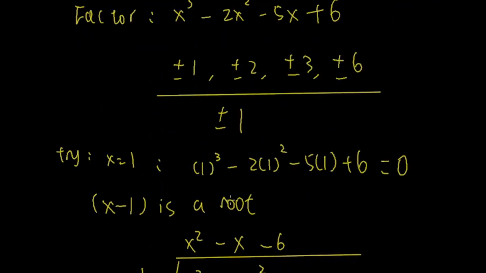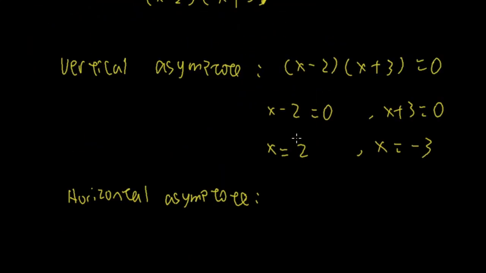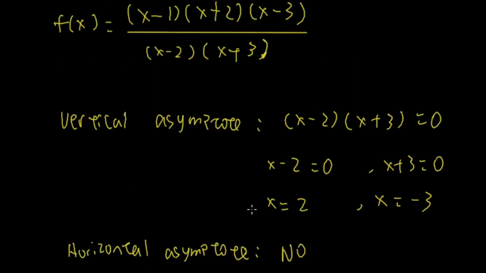Okay, how about horizontal asymptote? Okay, because the highest degree of power in the numerator is greater than the highest degree of power in the denominator. You don't have horizontal asymptote here. No horizontal asymptote.